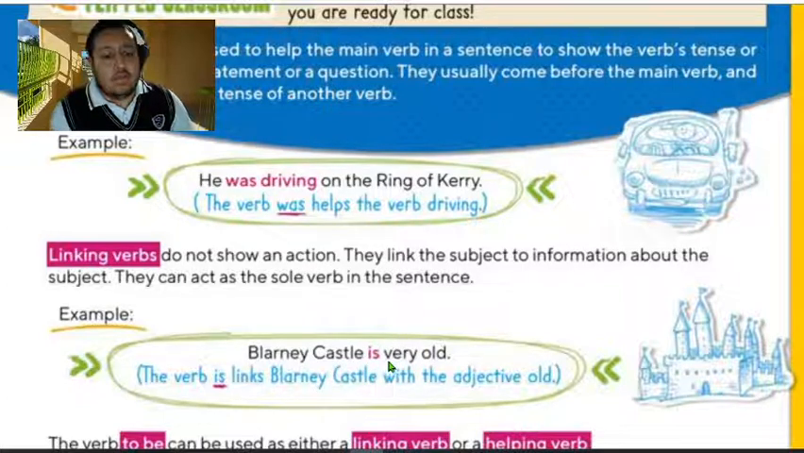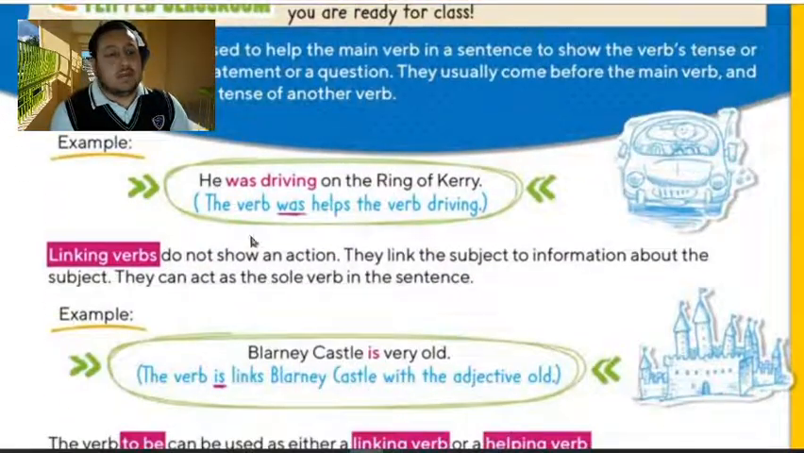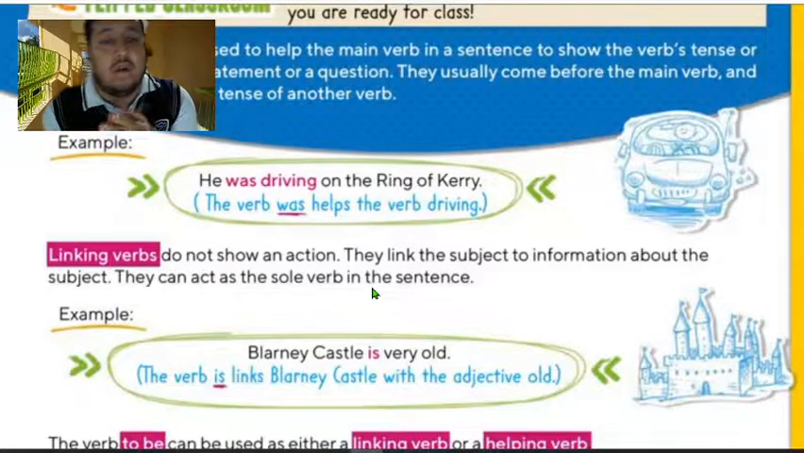Pero no hay un verbo después de esto. No debe ir un verbo. De lo contrario, si hay un verbo después de estas palabras, is, was, am, are, tiene que ser con ing, no de otra forma. The verb to be can be used as either a linking verb or a helping verb. Entonces recuerden, el verb to be, ya lo vimos. Am, is, are, was o were, dependiendo. Was, were son en pasado.